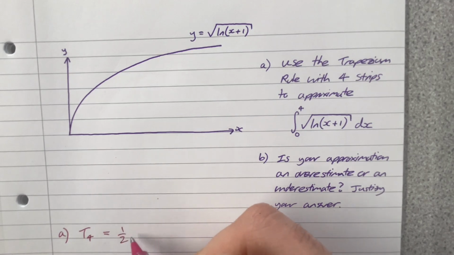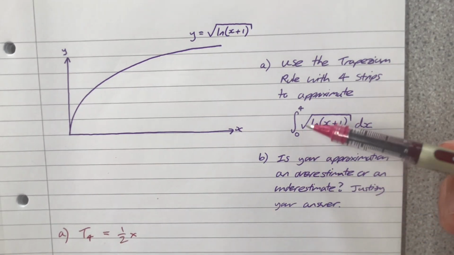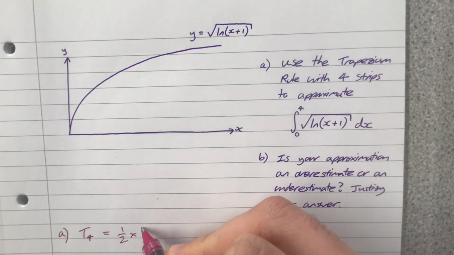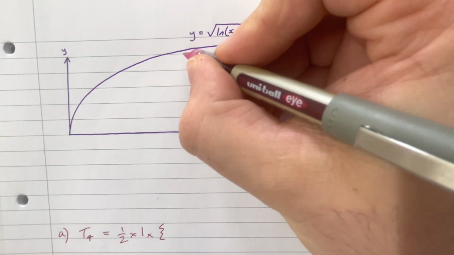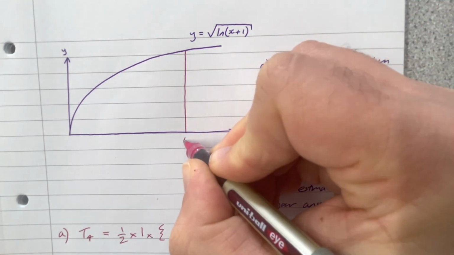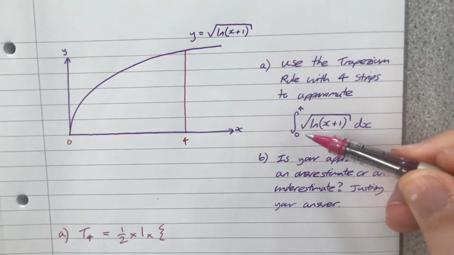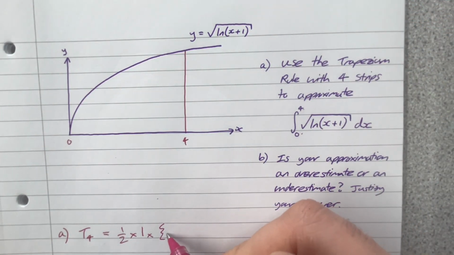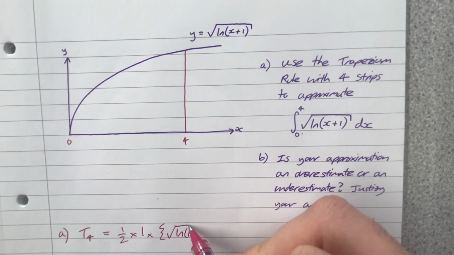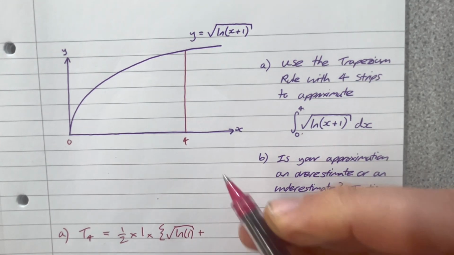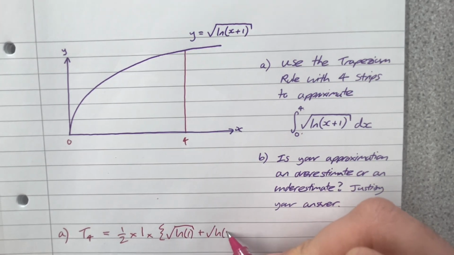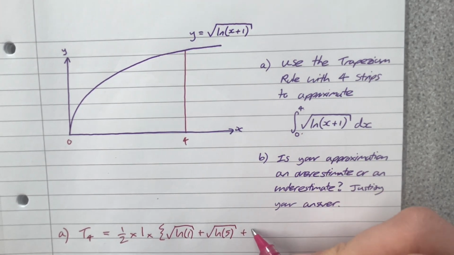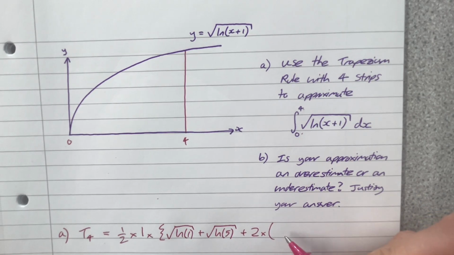So it's going to be a half times h. We're doing 4 strips and going from x is 0 to 4, so therefore h is 1. Times the first y value. Well, the first y value is going to be when x is 0, because we're going from 0 to 4. So that is going to be the square root of log of 1. And the last y value is going to be when x is 4. So that's the square root of log of 5. Plus 2 times all the others, or the sum of all the others.